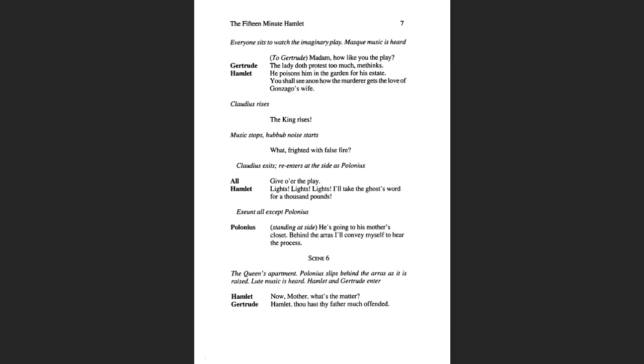Everyone sits to watch the imaginary play. Mask music is heard. To Gertrude. Madam, how do you like the play? The lady doth protest too much, methinks. He poisons him in the garden for his estate. You shall see anon how the murderer gets the love of Gonzago's wife. Claudius rises. The king rises. Music stops. Hubbub noise starts. What? Frightened with false fire? Claudius exits, re-enters at the side as Polonius. All of them say, give over the play! Lights, lights, lights! I'll take the ghost's word for a thousand pounds.